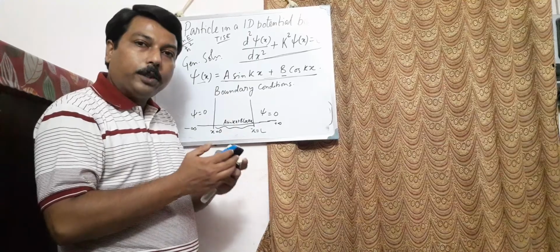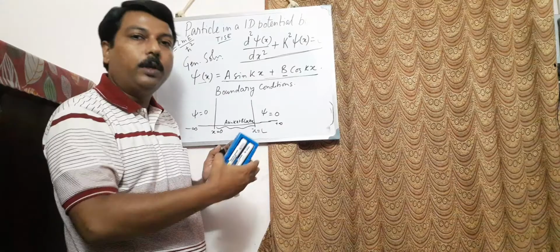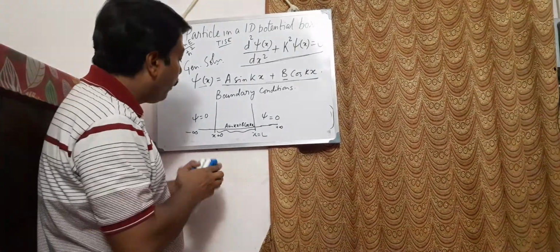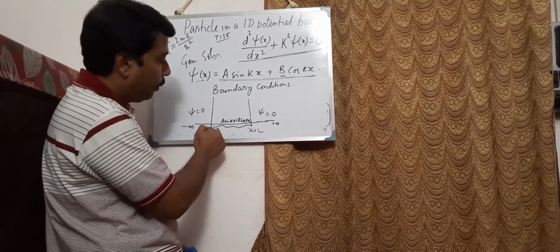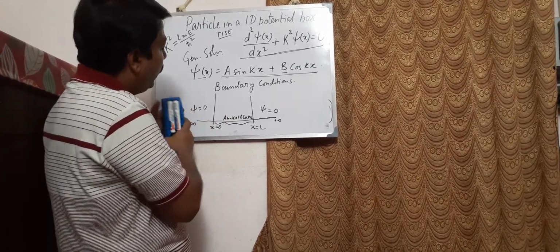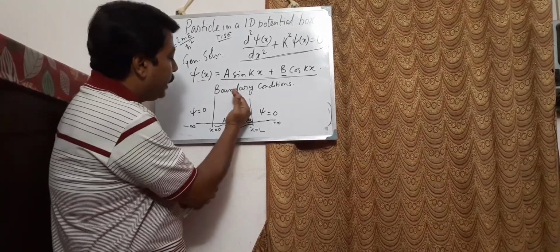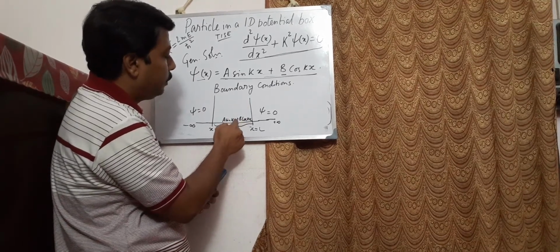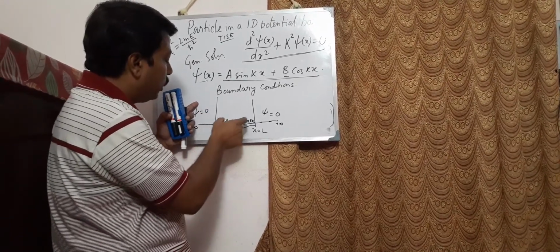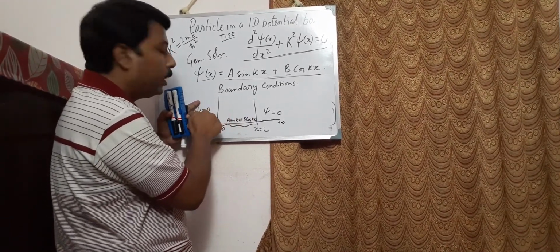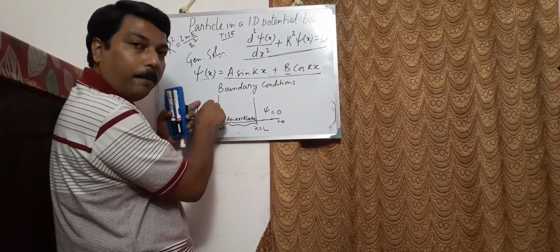The continuity of a function means that the left hand limit must be equal to the right hand limit, must be equal to the value of the function at that point. So if I want my function psi x to be continuous at x equal to 0, what is my left hand limit? On the left hand side, psi is 0. And on the right hand side, what is the function? This a sin kx plus b cos kx is my function. So if it has to be continuous at x equal to 0, then this function must reduce to 0. Only then the left hand limit and the right hand limit will match.